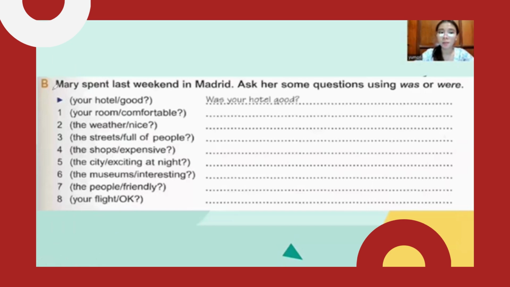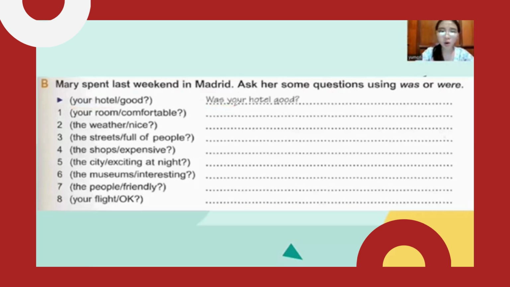B. Mary spent last weekend in Madrid. Madrid is the capital city of Spain. Okay, so you have to ask Mary 8 questions by using was or were. Okay, and also these phrases in the brackets. Okay, so there's one example. So let's see. Your hotel good. Okay, your hotel. You have to use this as the subject. Alright, so your hotel is singular, right? So we have to use was in the question.